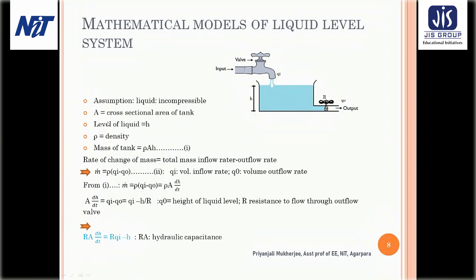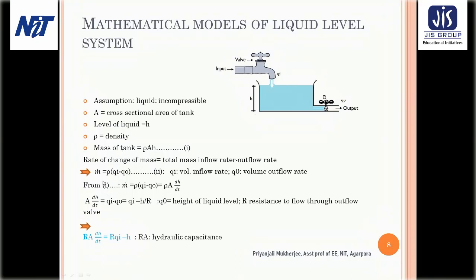Next, A is the cross-sectional area of the tank, and small h is the level height of the liquid. And for this liquid, we will consider rho as the density. Now we can obtain that the mass in the tank will be rho into A into h. Now what is the rate of change of mass? The rate of change of mass is m dot, and that is equal to rho, the density, into the total inflow rate minus the total outflow rate, where Qi and Q0 are the volume inflow rate and volume outflow rate.